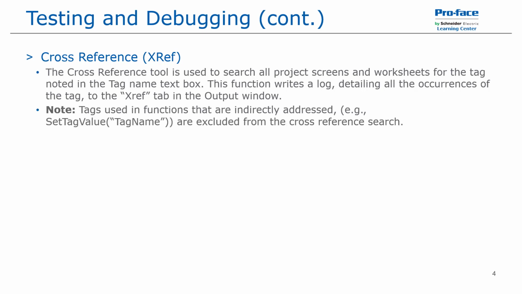An important note is when tags are indirectly addressed, such as in the set tag value function where the tag name is inside of double quotes, these are excluded from the cross-reference search because it's not a tag in that instance, it's just a string of text.